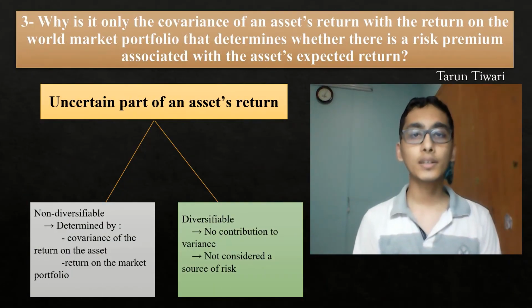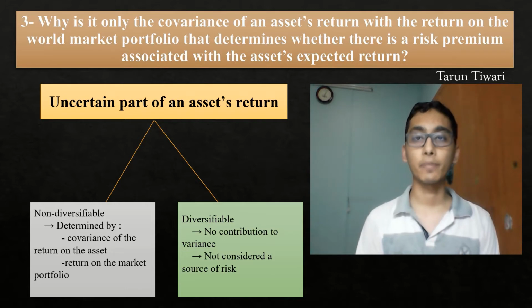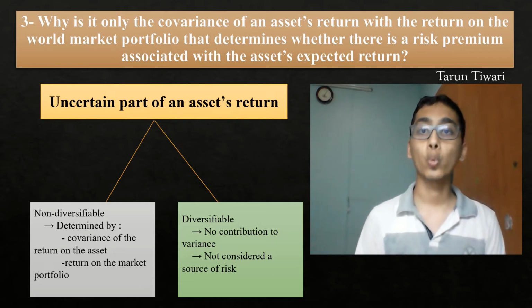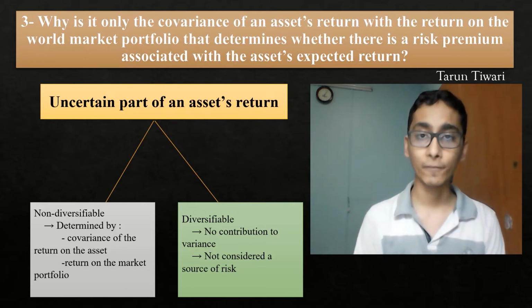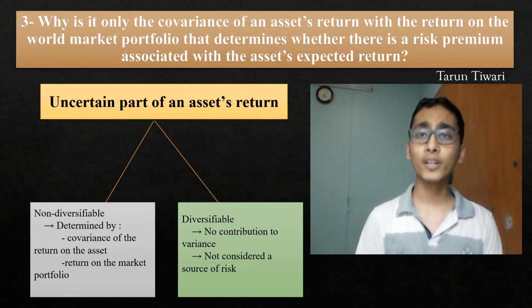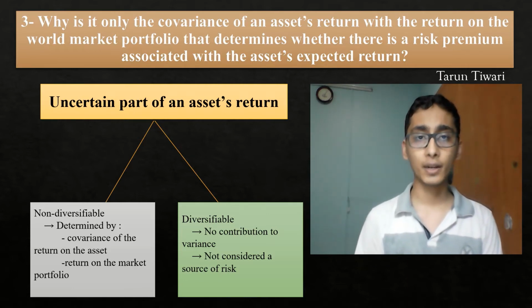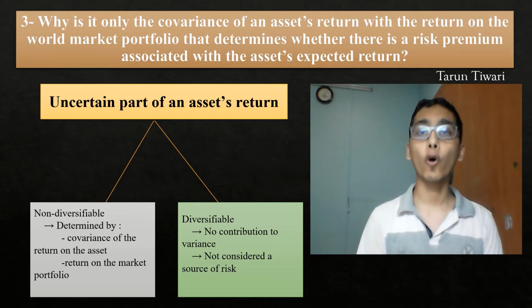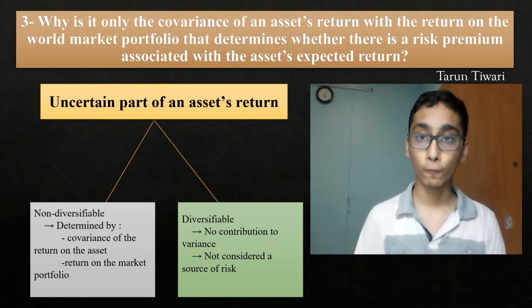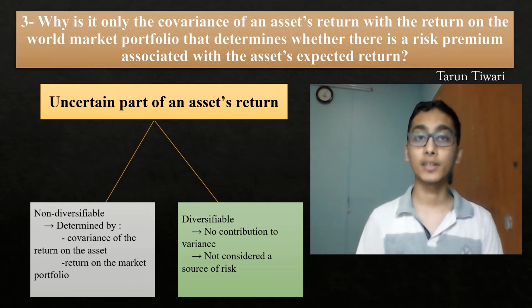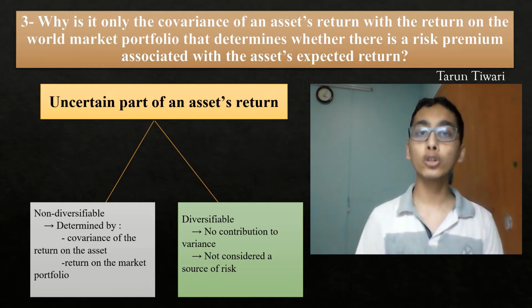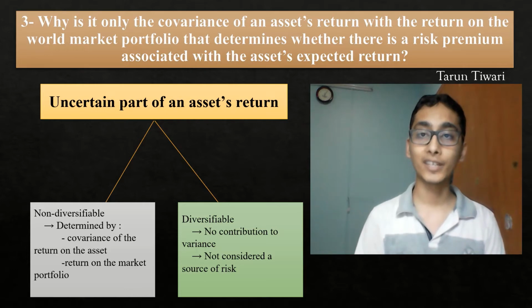So the uncertain part of an asset's return can be broken down into two parts. One is non-diversifiable and the other one is diversifiable. By non-diversifiable, what we mean is that this part is determined by the covariance of the return on the asset with the return on the market portfolio. This part is the source of risk and also the part that gives rise to the risk premium on the asset.